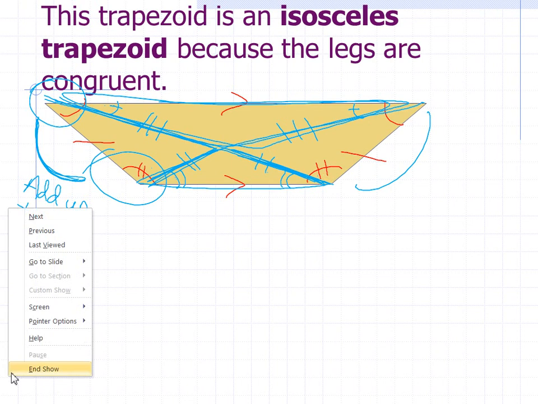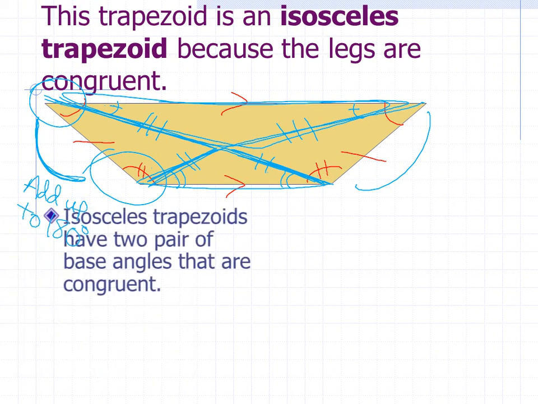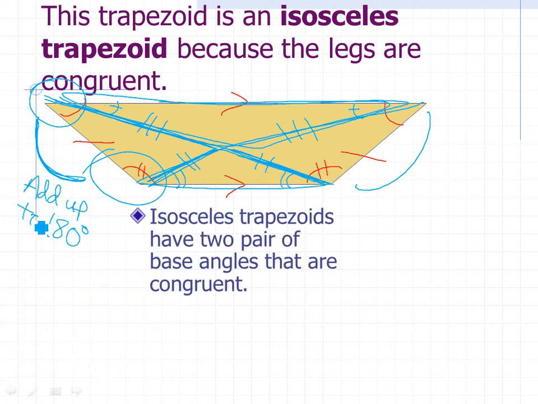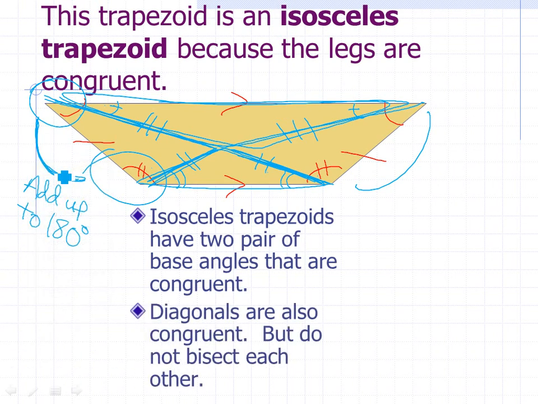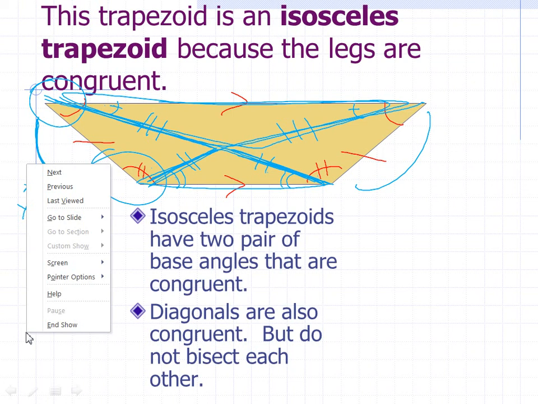Last thing. This just says what we just wrote down there. Isosceles trapezoids have base angles that are congruent. Diagonals, they don't bisect each other, but they are congruent to each other and they split each other up sort of the same. The last thing, a kite.